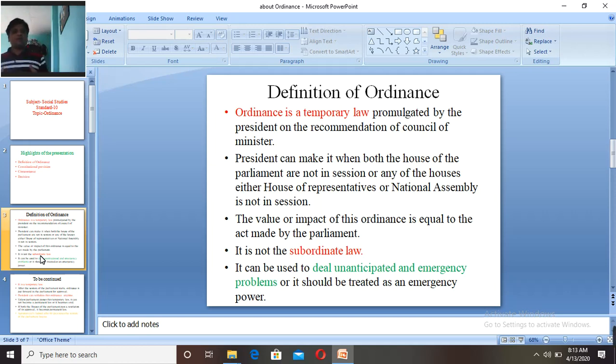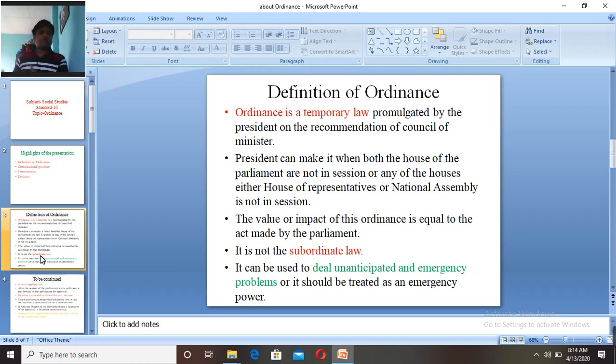I am talking about the constitutional provisions of ordinance in the context of Nepal. And we know the parliament of Nepal is bicameral in nature. Bicameral means a parliament having two houses, the House of Representatives and the National Assembly in the context of Nepal. In this definition, students are definitely in a dilemma. The president can make it when both houses of the parliament are not in session. What does it mean? Session means a time or period of having regular meetings of the parliament.